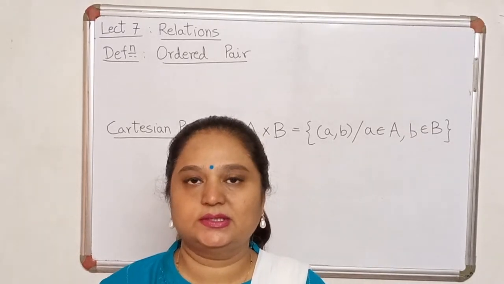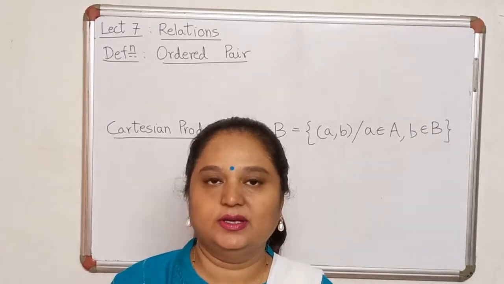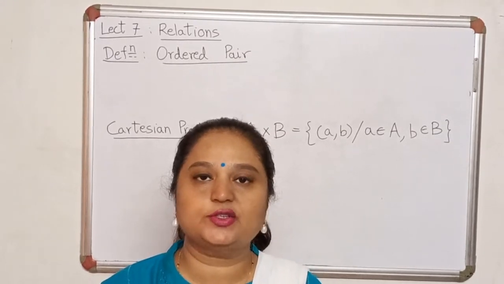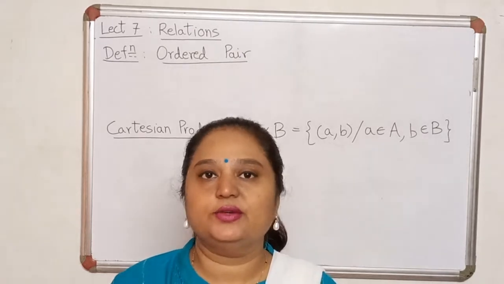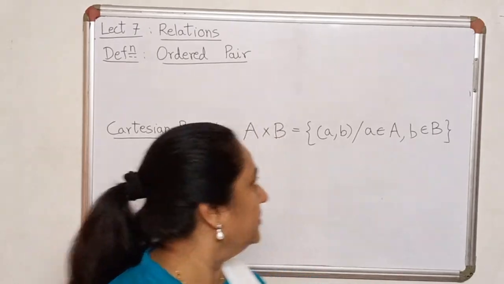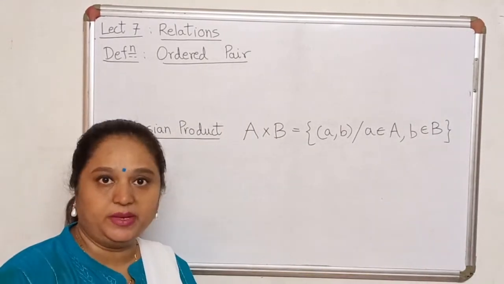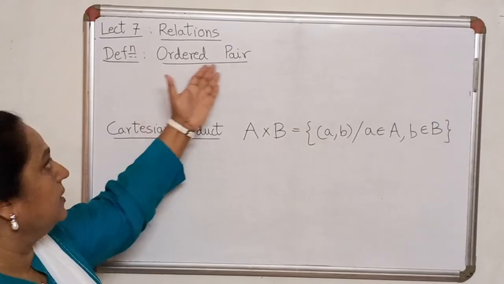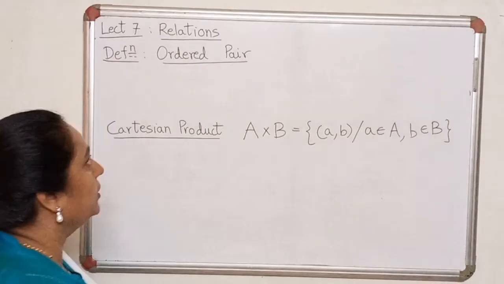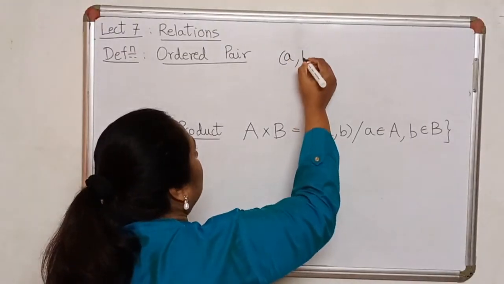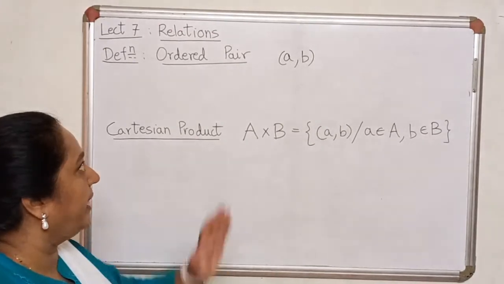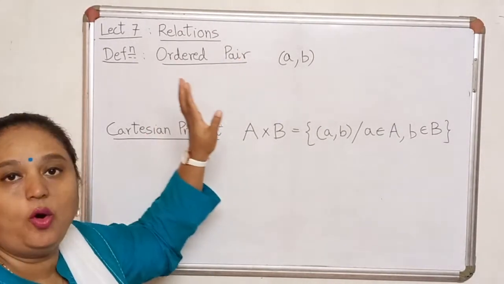Hello, dear students. In the last lecture, we studied congruence modulo n and a few important properties of congruence modulo n. In today's class, we'll start with relations and I'll begin with the very basic thing, and that is an ordered pair. Now, as the name itself suggests, an ordered pair is nothing but a pair of elements, pair meaning two. So there is a pair of elements in a specified order.